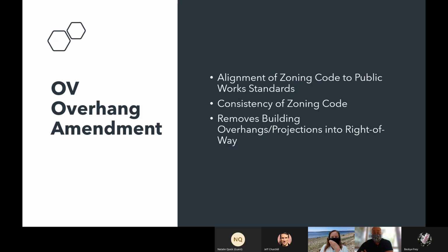In terms of the Overlake Village overhang amendments, this is to further align our zoning code with public works standards and also with different sections of our own zoning code. This essentially removes building overhangs and projections over the right-of-way.